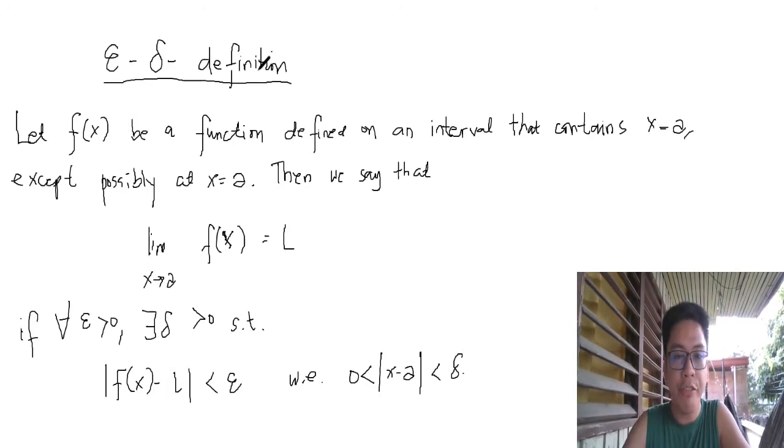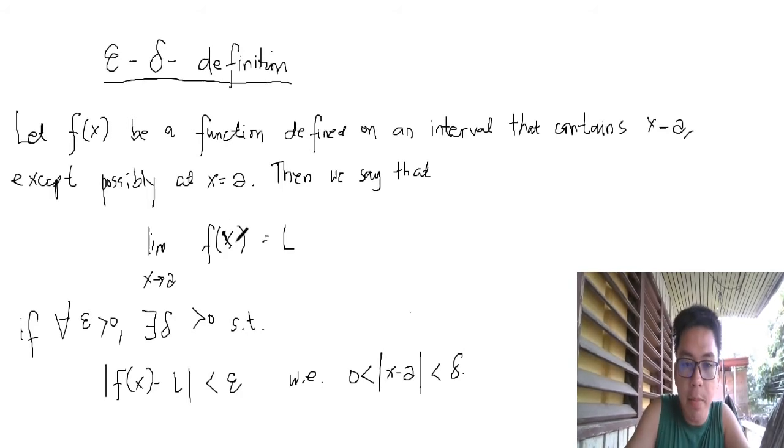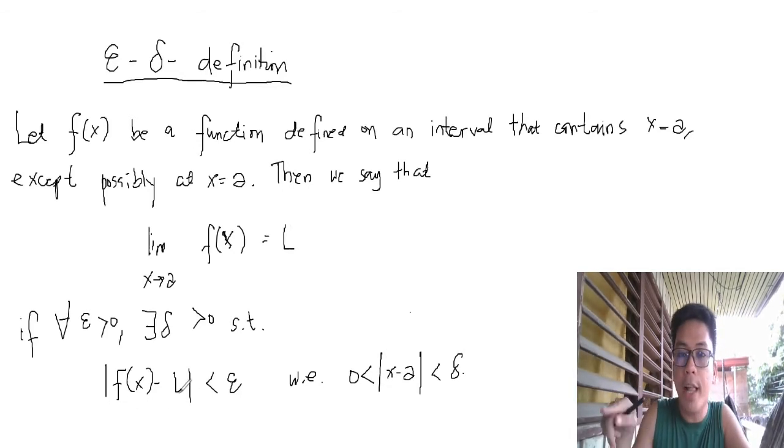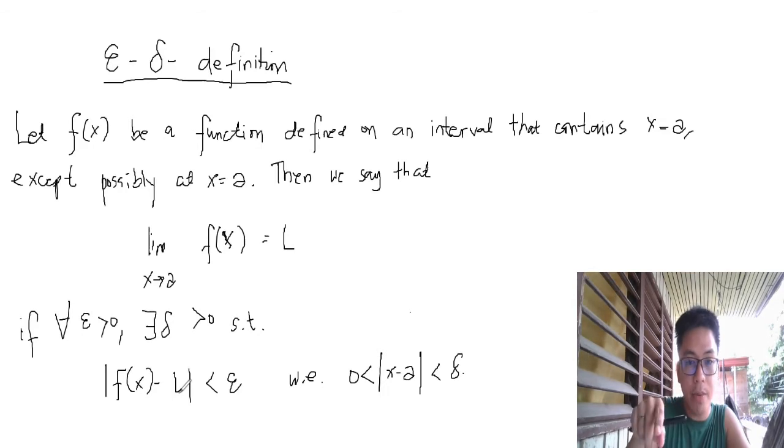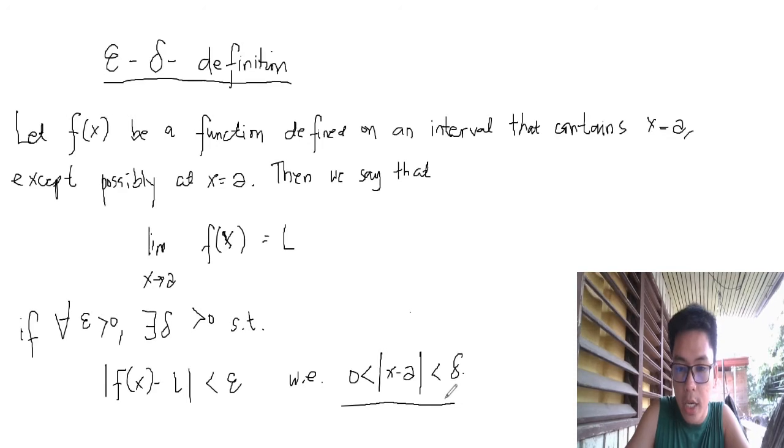But anyway, that's the formal definition of a limit of a function. Let f of x be a function defined on an interval that contains x equals a, except possibly at x equals a. So we don't care about the value at a. Then we say that the limit of f of x as x approaches a is L if for every epsilon greater than 0, there exists a delta greater than 0, such that the absolute value of f of x minus L is less than epsilon whenever you have this inequality here.